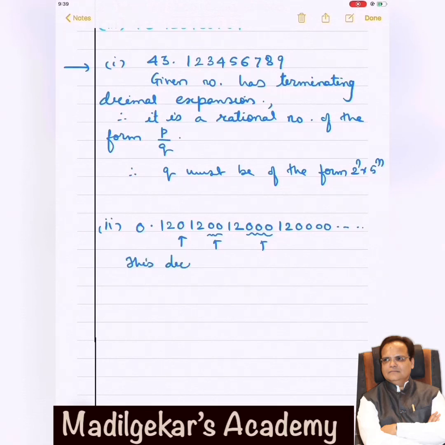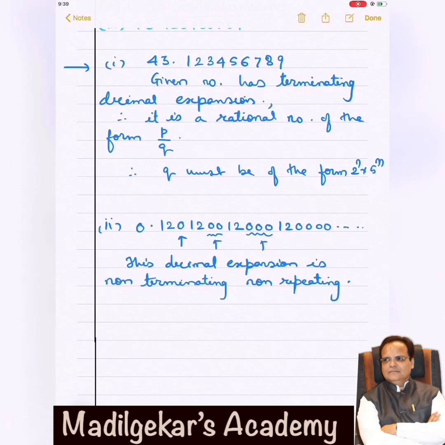This decimal expansion is non-terminating, non-repeating. Therefore, it is irrational. So the given number is an irrational number.